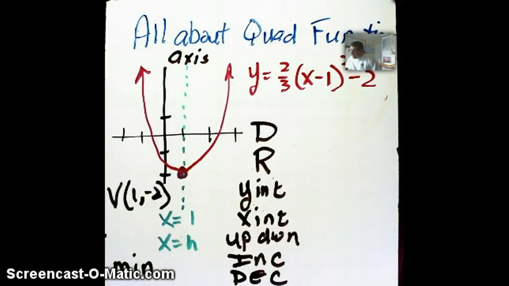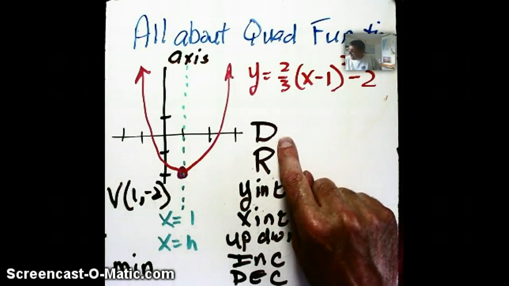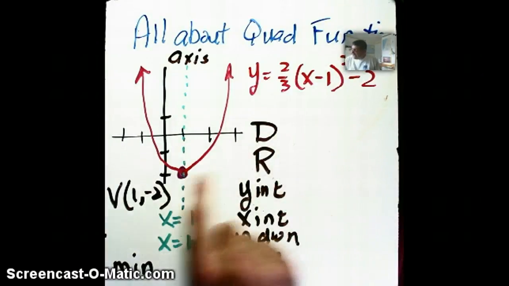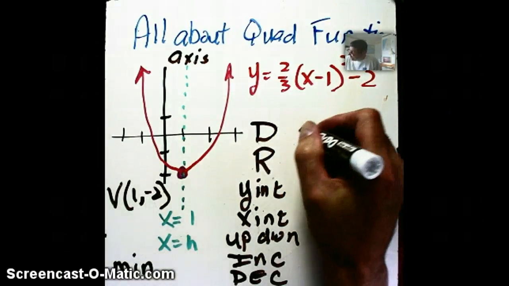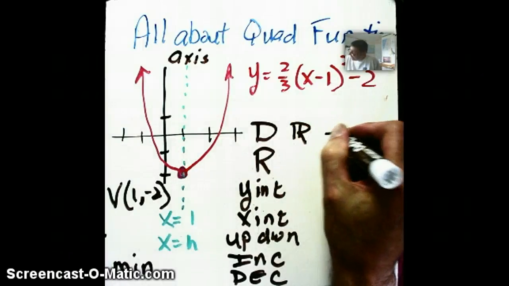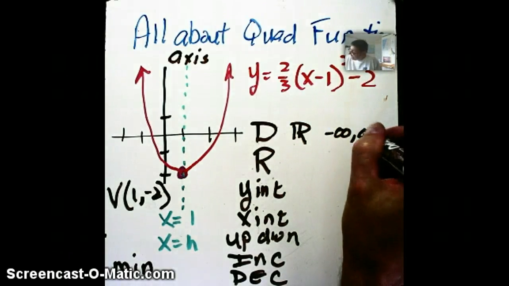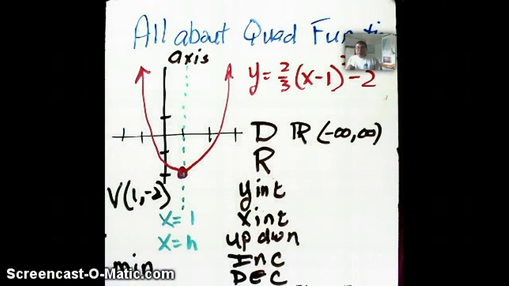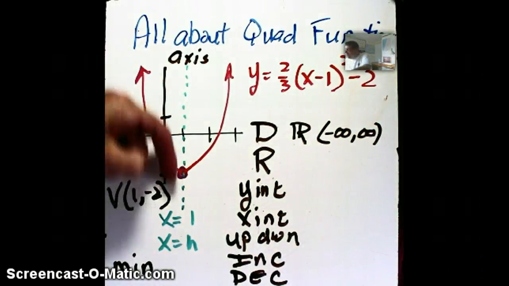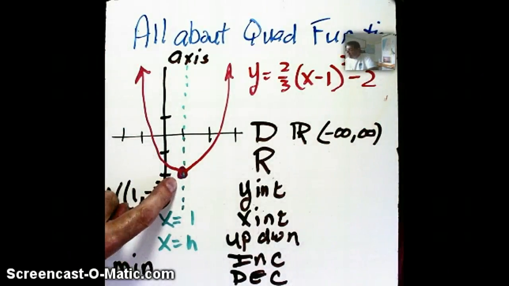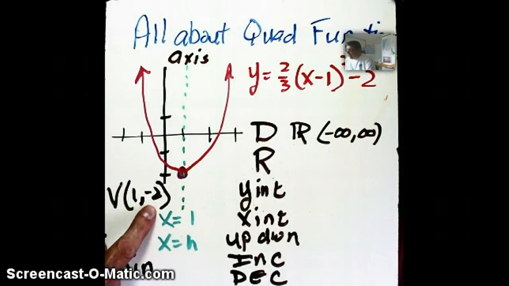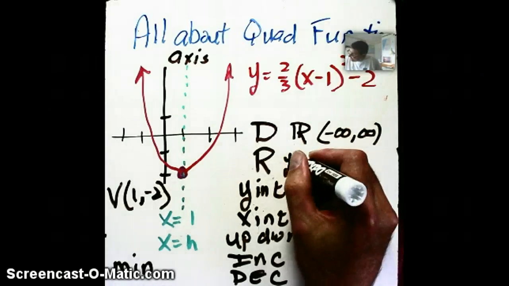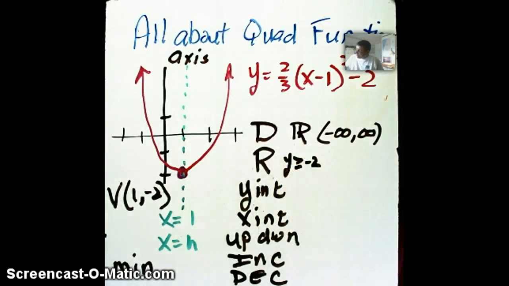Alright. Now, what are some things that we need to know about this? First of all, what's the domain? Well, I could use any x value in there, so it's all real. You could say this, okay? Or remember our notation, okay? Now, what's the range? Well, it doesn't go down forever, okay? It stops right here. As a matter of fact, the y value it stops at is called the minimum, and that value is negative 2. So its y is greater than or equal to negative 2.